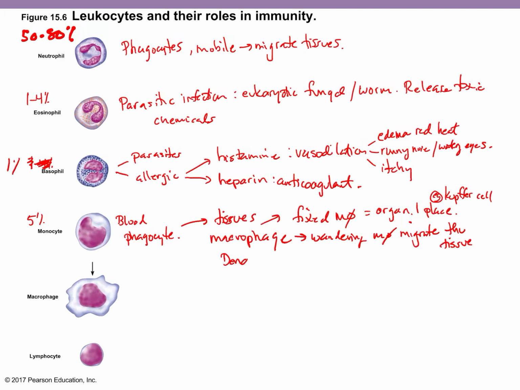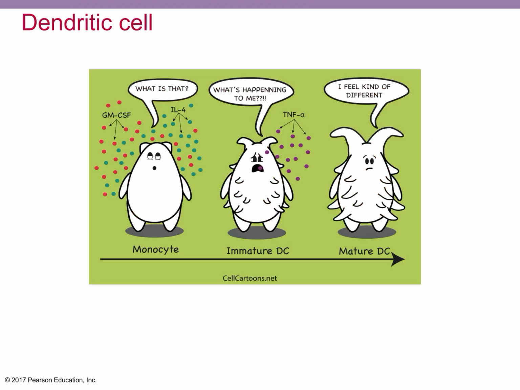There's a special kind of monocyte called a dendritic cell, or a macrophage dendritic cell. And the dendritic cell is going to be found in places that are between the outside and the inside of your body. So this is going to be the skin and also your mucous membranes. And in the skin, you've learned the name of one of these dendritic cells, Langerhans.